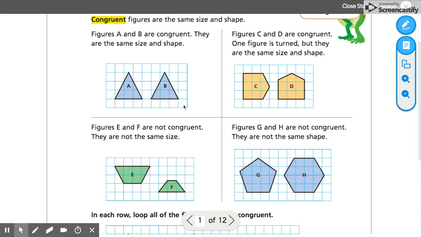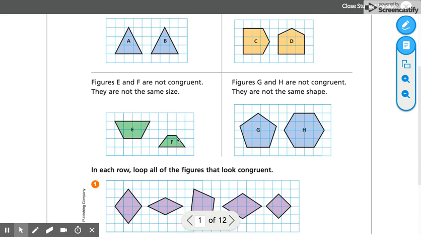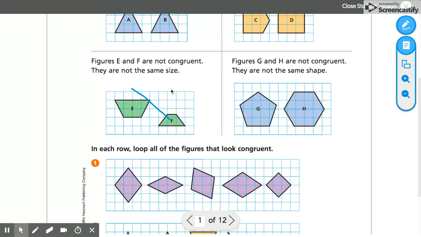These are the same size and same shape, so these are congruent. In figure C and D, one is turned, but they're still the same size and same shape. If I turn C back up here, it would fit perfectly on D, so these are congruent. Now E and F, these are not congruent. Okay, if we look at them closely, you'll see that E is much bigger than F, so they are not the same size, so these two are not congruent. In G and H, these aren't the same shape. It looks similar, but this has 5 sides and this one has 6, so these are not congruent as well.